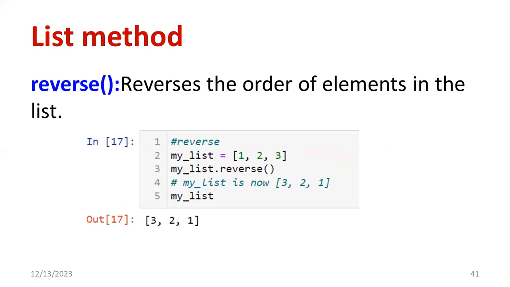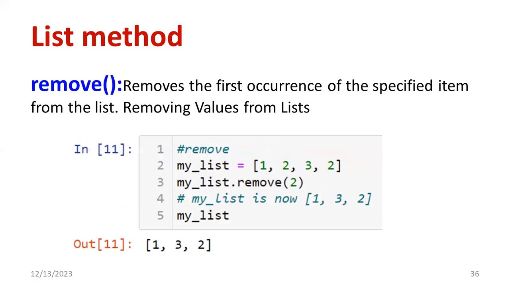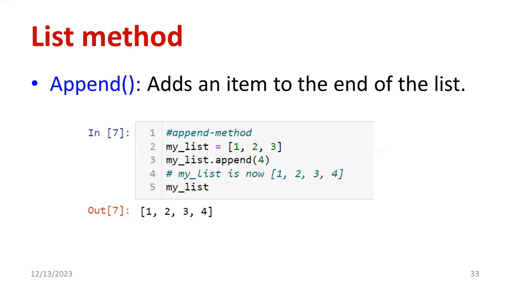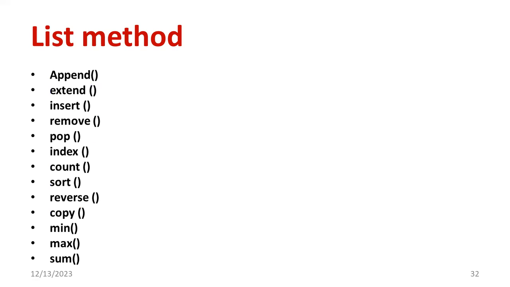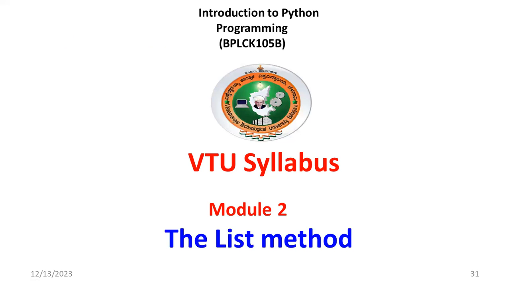You may get one question in the examination: why do you say that a list is mutable? Justify it. You can explain with the list methods. Obviously, you can change the entire list. You can remove, you can add anything, whatever you want. So that is a summary of the session.